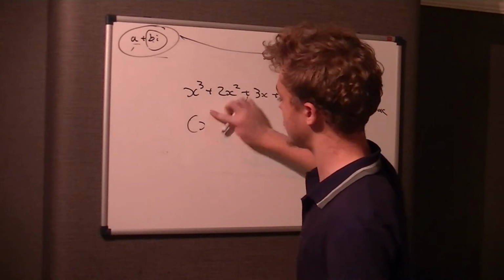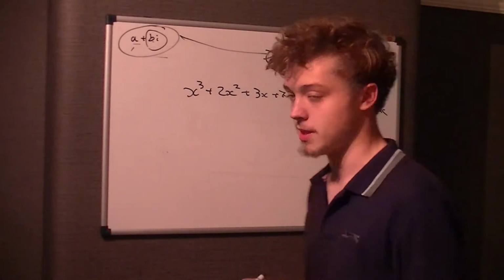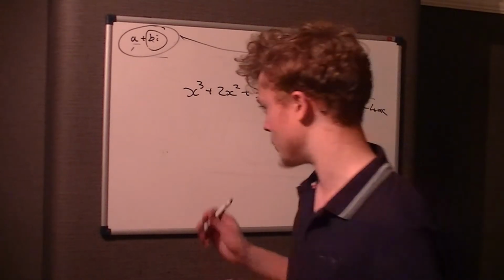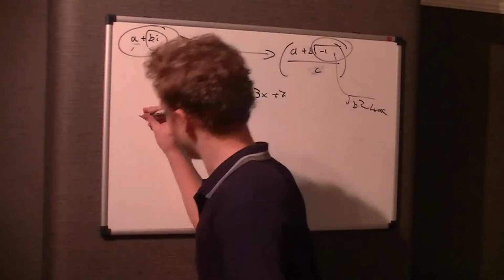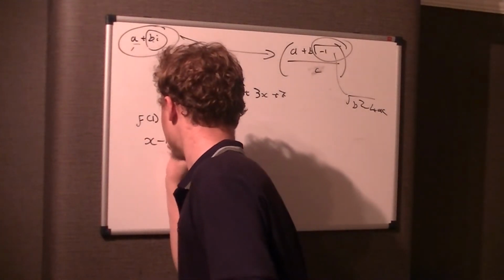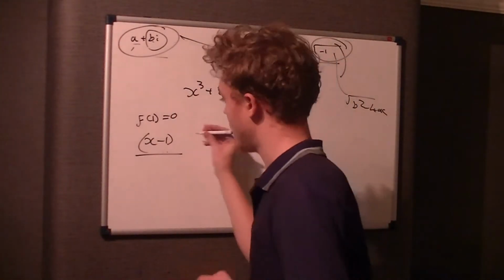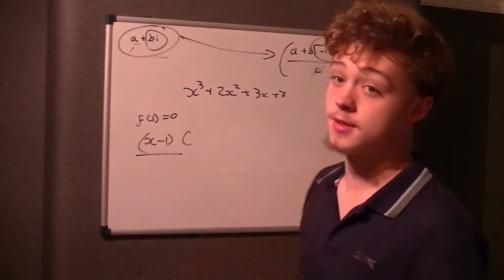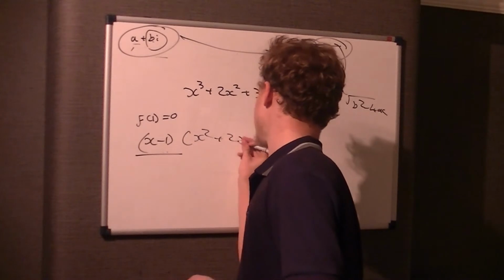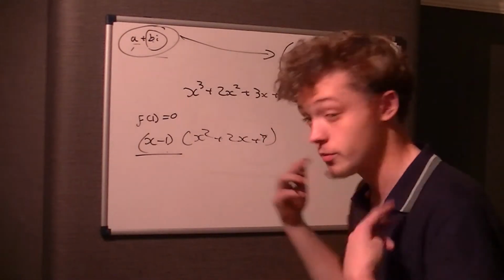So say you were told this using the Factor Theorem. If you don't know what the Factor Theorem is, do check out my video on that in C2. The Factor Theorem states that when f of 1 is 0, then x take 1 must be a factor. So you could use the Factor Theorem to work that out, then take x take 1 out of this, and you get something like, I don't know, x squared plus 2x plus 7. Obviously that doesn't work because it's not factorised, but I'm just trying to show you.